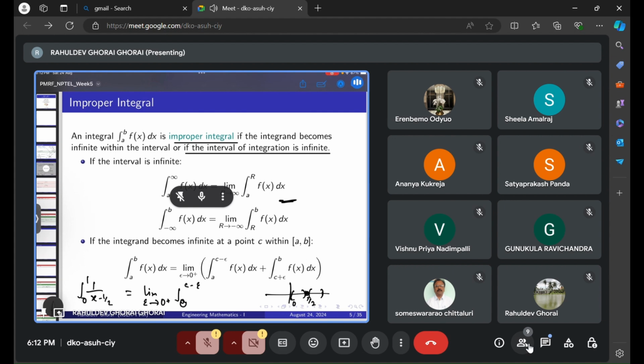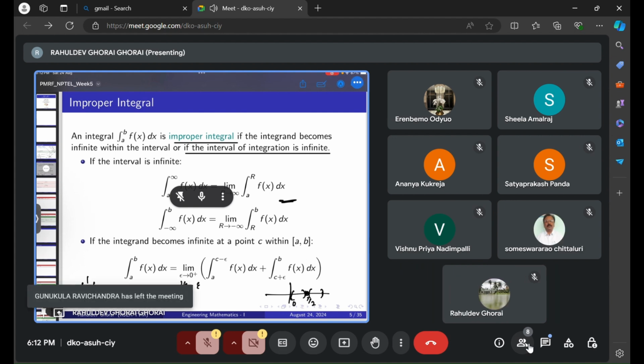I mean, here it will be 0 to half minus epsilon of 1 by x minus half, plus the other quantity. So if you have this type of problem, then you just split it and you write it like this. Okay. So any doubt in this theory?